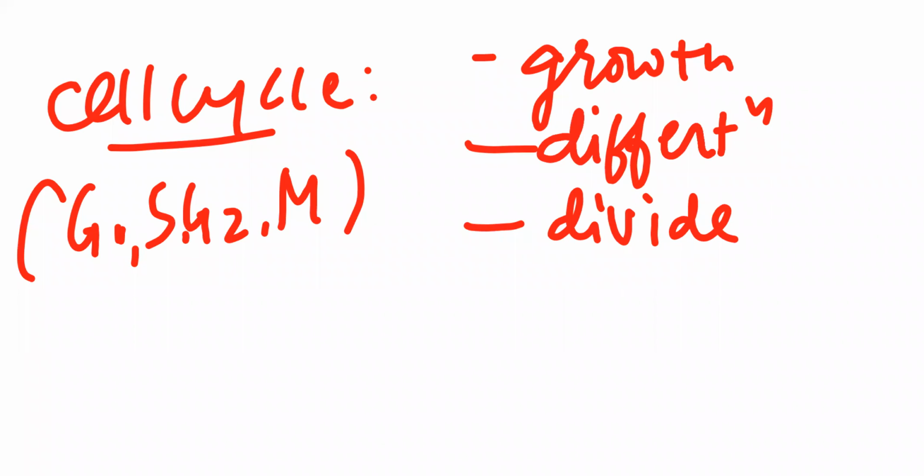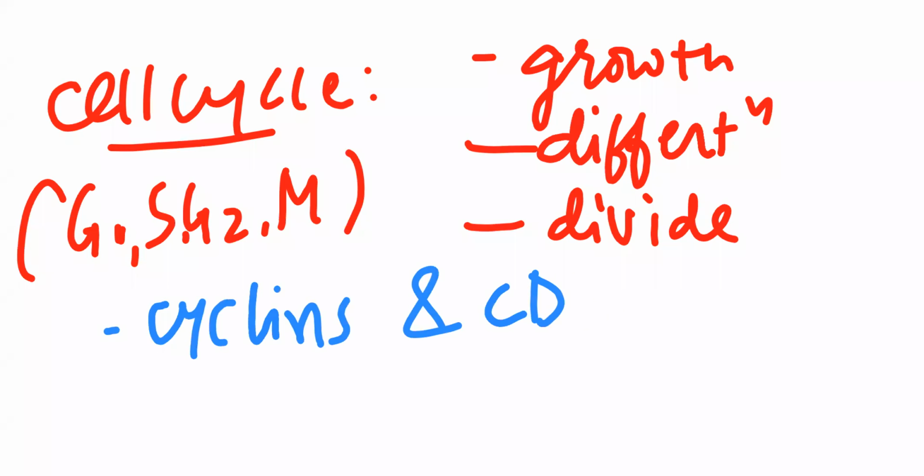The whole cycle is controlled by compounds which are called cyclins and CDKs. You remember CDKs? What are CDKs? Do you remember what are CDKs? Cyclin dependent kinases. You are 11th pass out students, you must know this thing. It was chapter number 10 in which we had studied about this stuff.